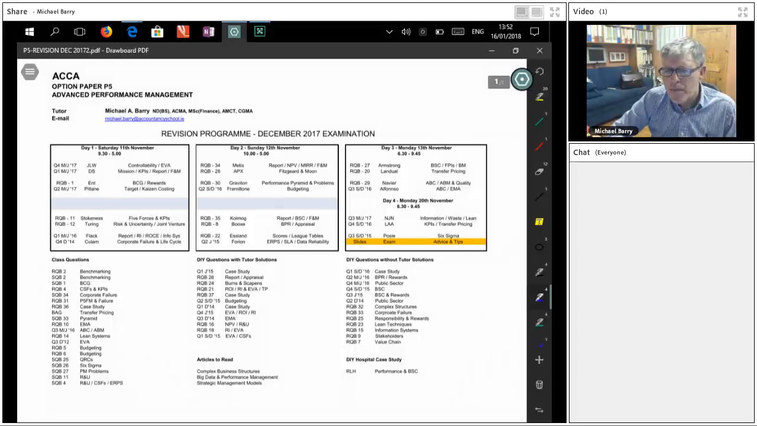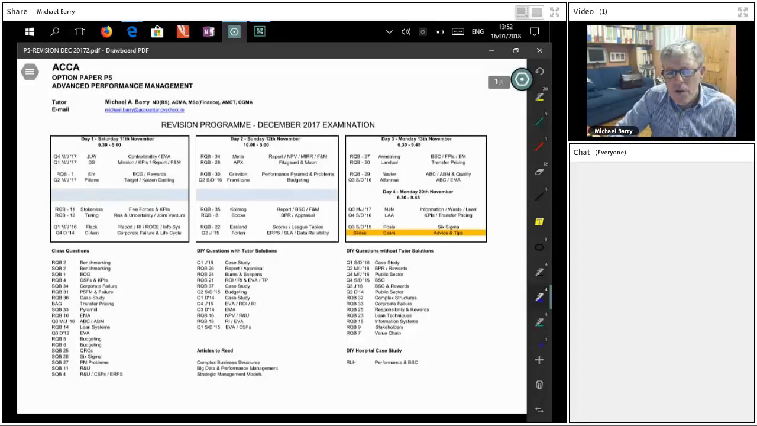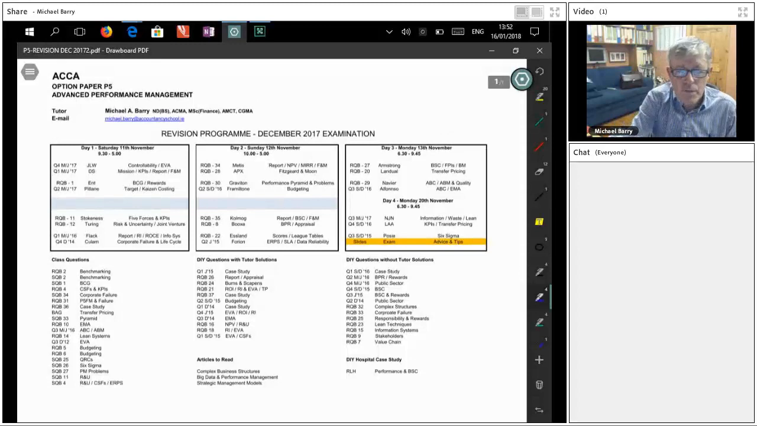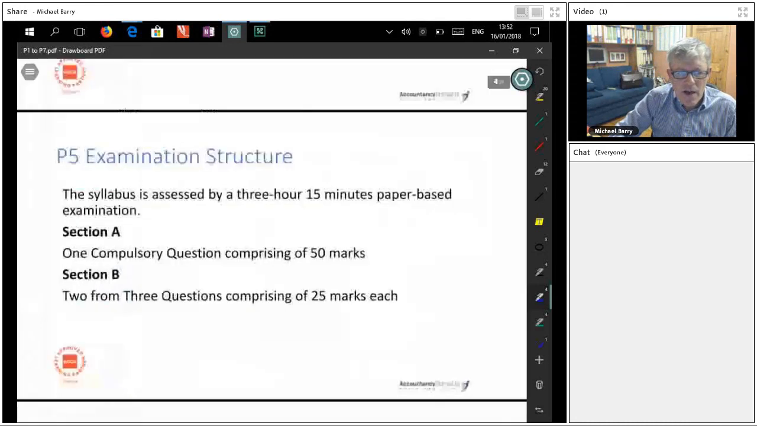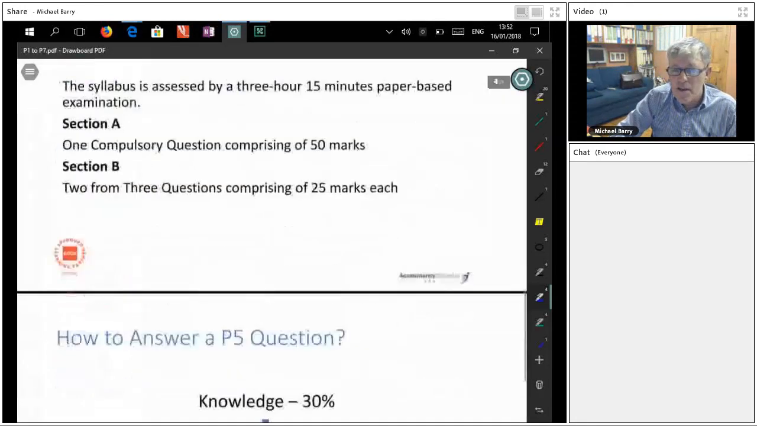However, we do need to keep an eye on articles because very often the exam team do produce articles that are relevant to P5. So I will be keeping an eye on those articles as the course progresses. As I said, the revision program for March is work in progress, and those of you that are sitting the March exam with the accountancy school will have access to that revision program.